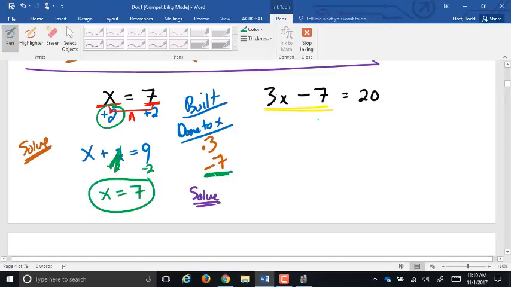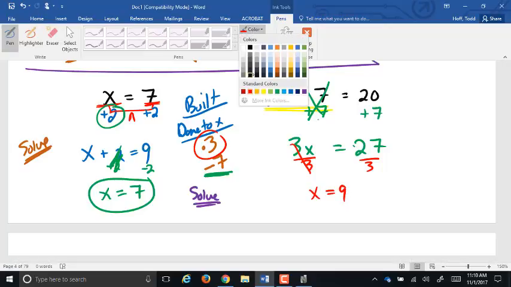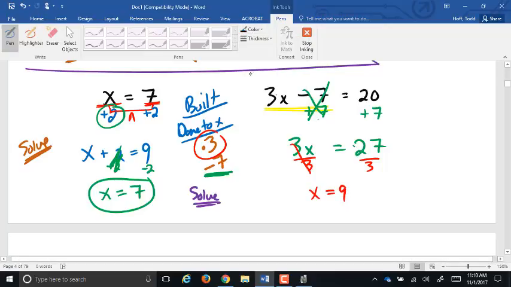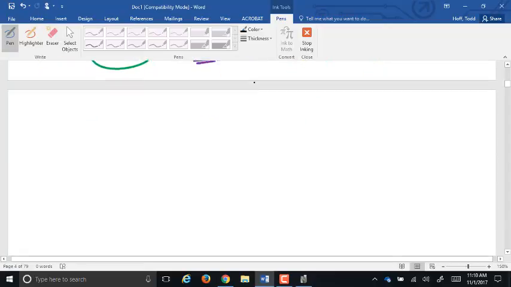So to remove subtracting 7, how do we reverse that or undo it? We add 7. That makes that go away. And yes, we do it to both sides so that stays balanced. So 3x equals 27. And then, of course, the next step, we would divide by 3. That's undoing the multiplying by 3. So x equals 9. Well, our equations could get a little more complex than that.